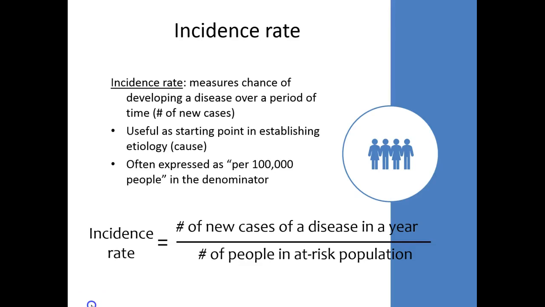In addressing the burden of disease, the first thing we look at is the incident rate. Let's talk about how to calculate this. Let's start with the definition. Incident rate is a measure of the number of new cases of a disease or an injury in a population. And it's a useful starting point in establishing the cause of a disease, what we call the etiology.